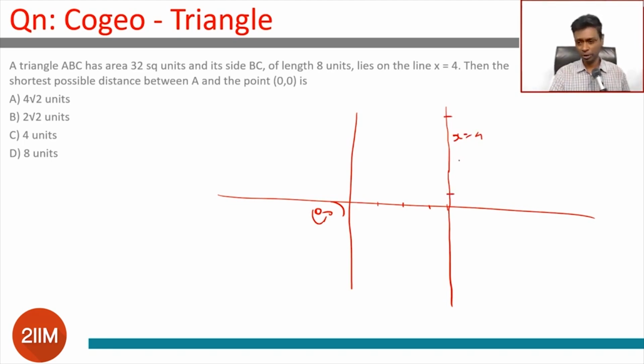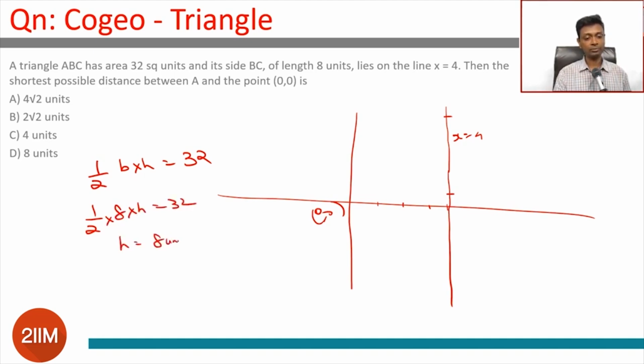It lies on this. It could be cutting the x-axis. It could be completely in the first quadrant. It could be completely in the fourth quadrant. That line segment. Area is 32 square units. Since we have this, let's take this as the base. Half into base into height is 32. Half into 8 into height is 32. Or height is 8 units.